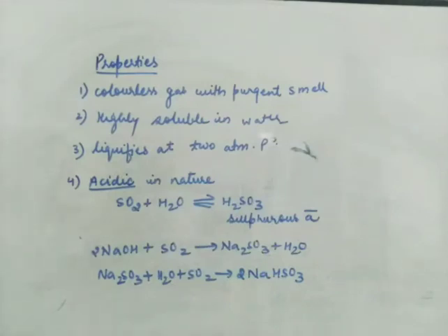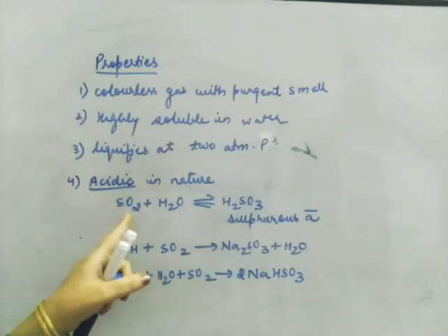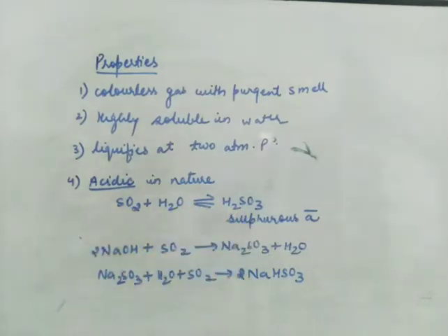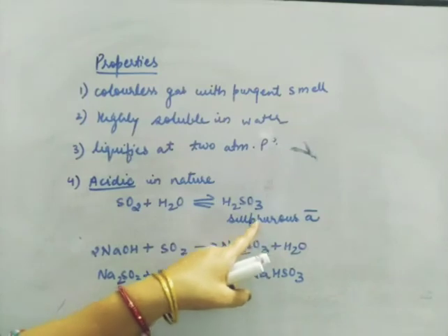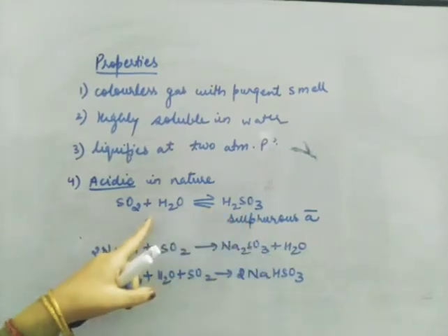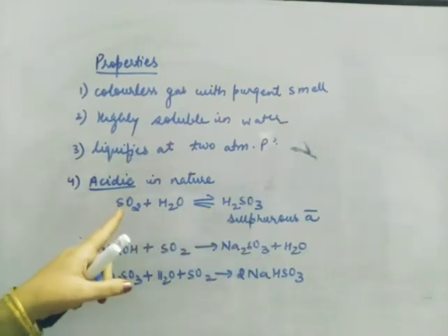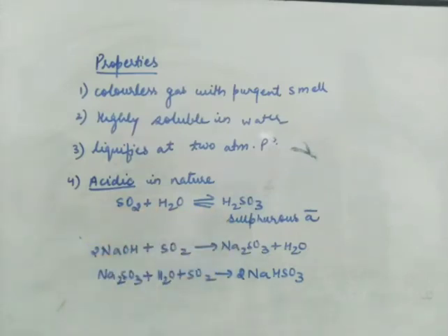And how to know whether the gas is acidic or not? Dissolve that gas in water. When it is dissolved in water, it changes to sulfurous acid. Now we are not familiar with this word, H2SO3, sulfurous acid, but this is an unstable acid, and as soon as it is formed, it decomposes back, but still sulfur dioxide dissolves in water to form this acid.